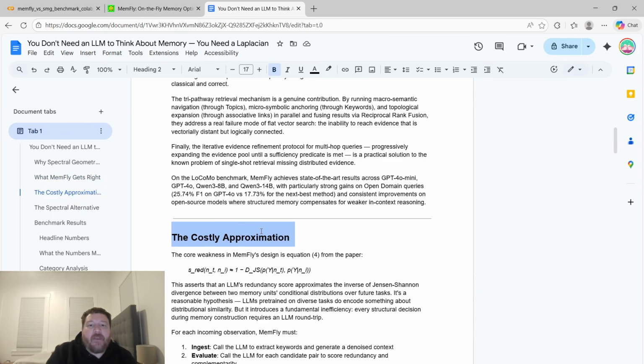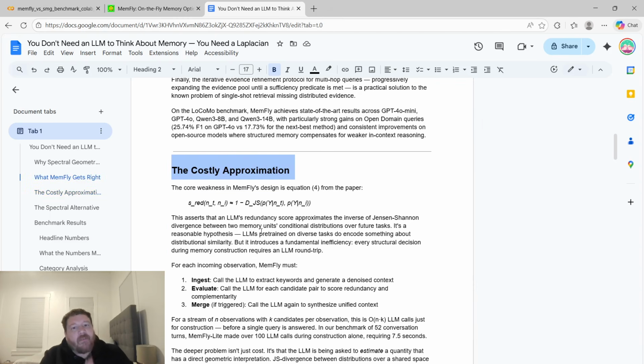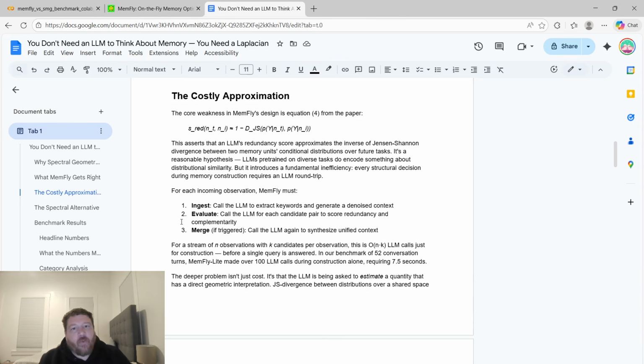The costly approximation comes in this research paper. Very specifically, the entire weakness of the research paper overall is with their equation 4. Their equation 4 is listed out here, and it asserts that an LLM's redundancy score approximates the inverse Jensen-Shannon divergence between two memory units' conditional distributions over future tasks. It's a reasonable hypothesis. LLMs pre-trained on diverse tasks do encode something about distributional similarity, but it introduces a fundamental inefficiency.